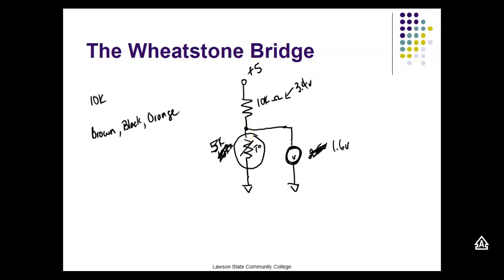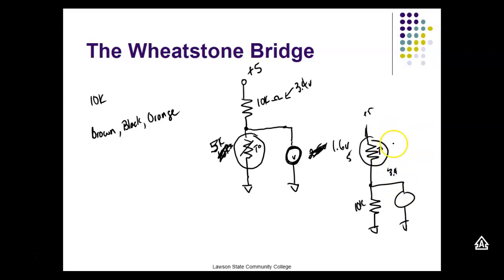I've never seen a PTC because I know that I could come over here and put the 10K resistor on the bottom, and then put my thermistor at the top. +5, and let's say it's 5K, and I take my measurement right here. That means this guy here is going to measure 3.4. This guy here is going to measure 1.6.